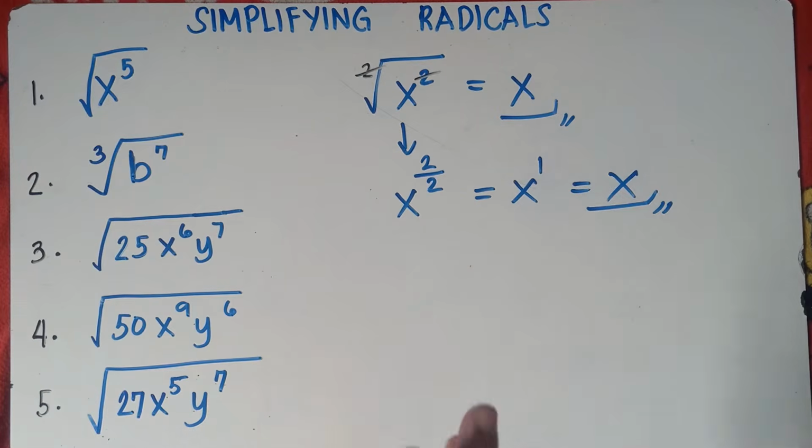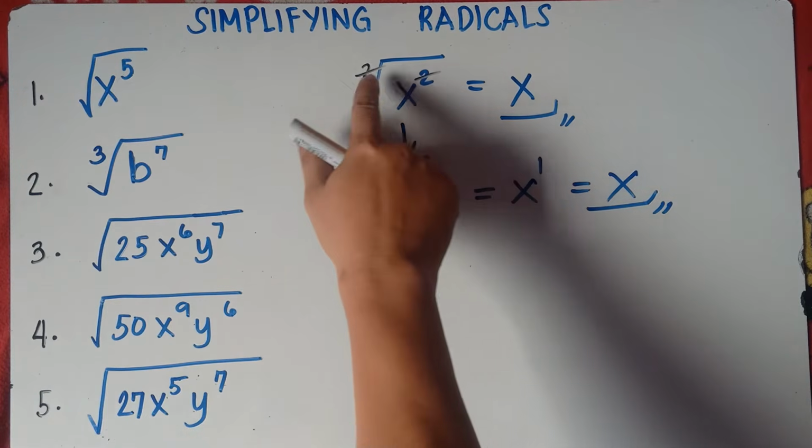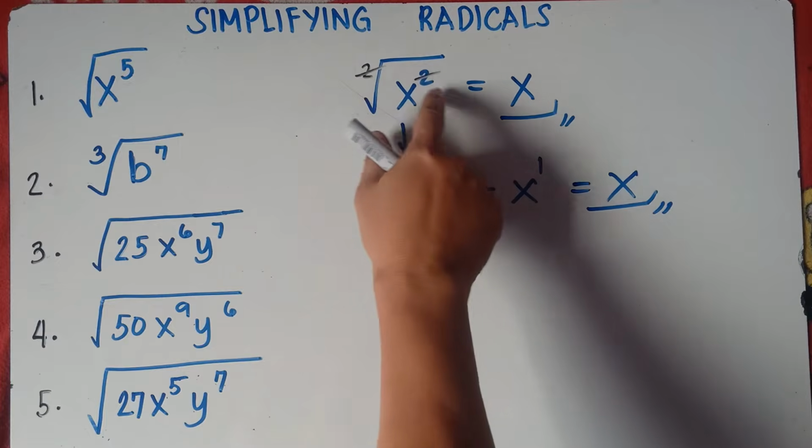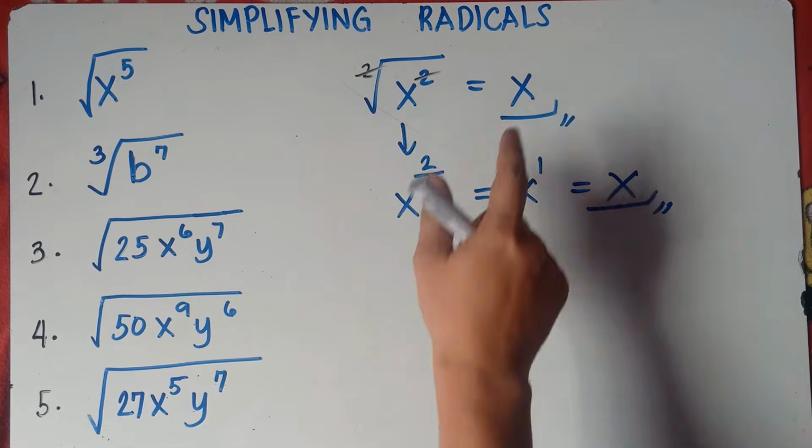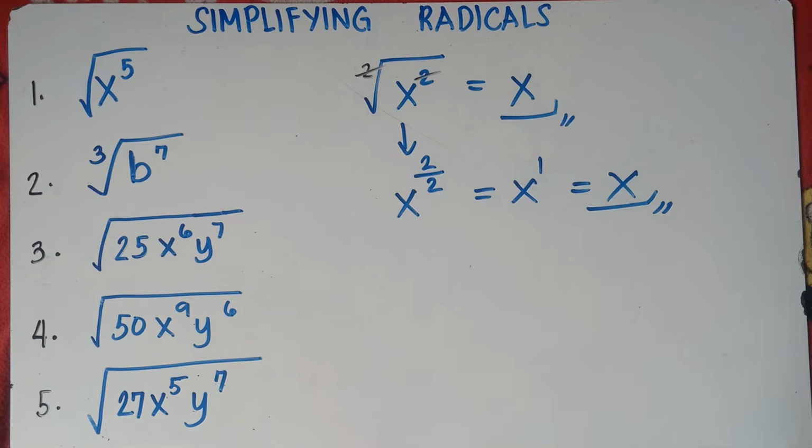Rule number 1, class, in the laws of radicals: if the index and the exponents are the same, you can simply cancel this out and then copy the number or the expression inside the radical symbol. That's rule number 1. You can watch the video, class, for the laws of radicals. Feel free to see the link in the description down below.